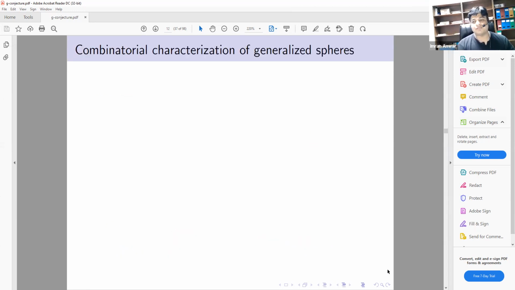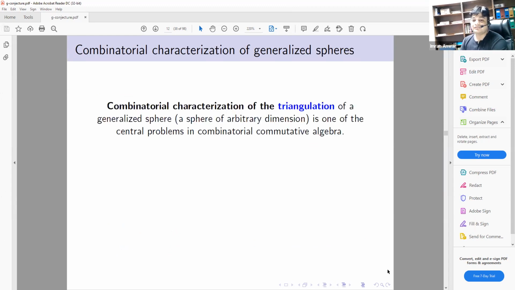Okay, what is so important about the H vector? There is one more thing which is related, the combinatorial characterization of generalized spheres. Okay, this is one of the most important problems in topology as well as in commutative algebra.